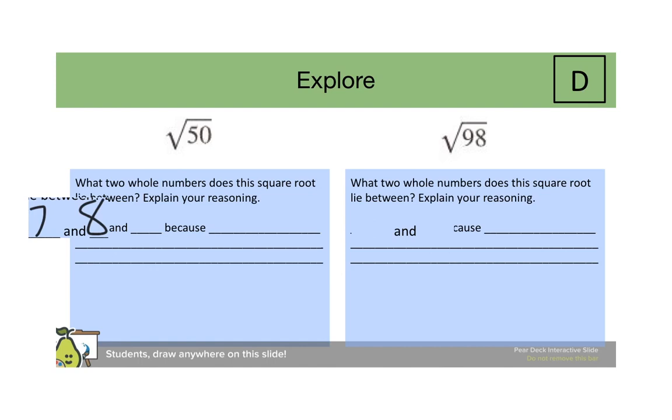And square root of 98 is between 9 and 10, because 9 squared is 81 and 10 squared is 100. So square root of 98 has to be between 9 and 10.